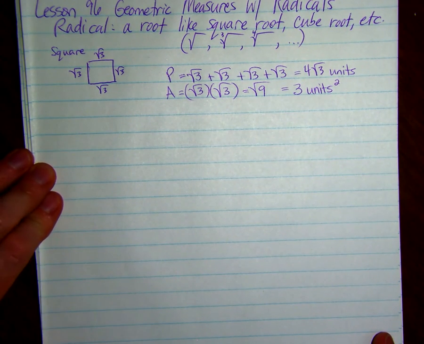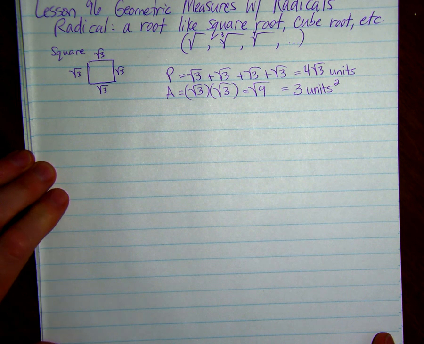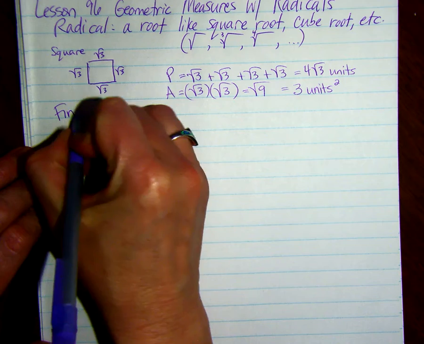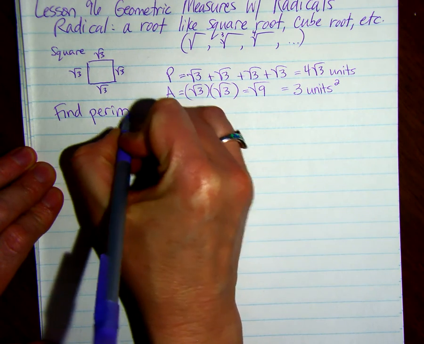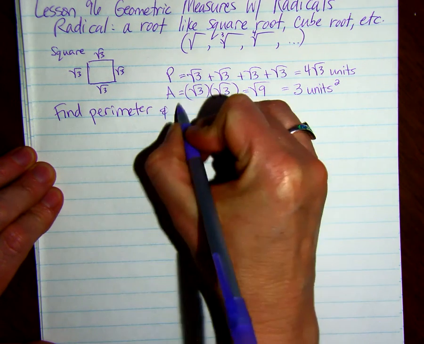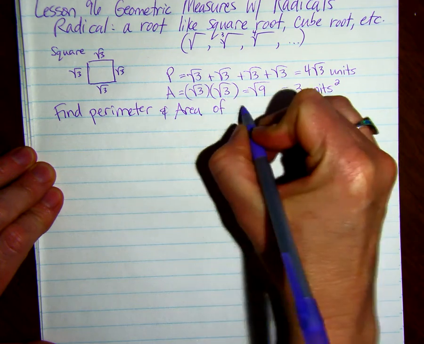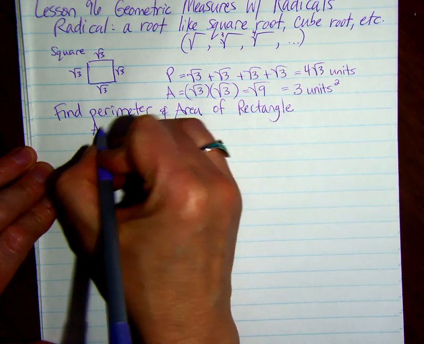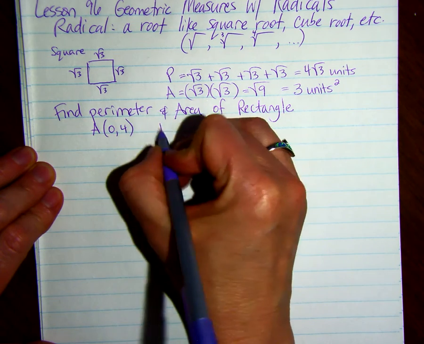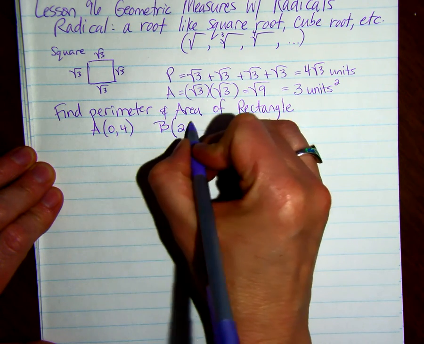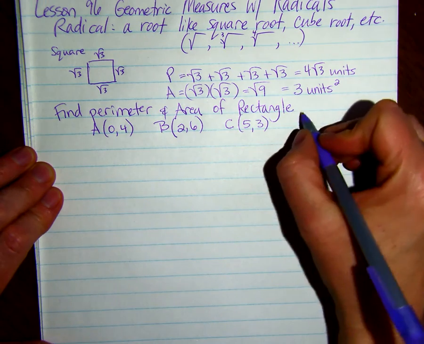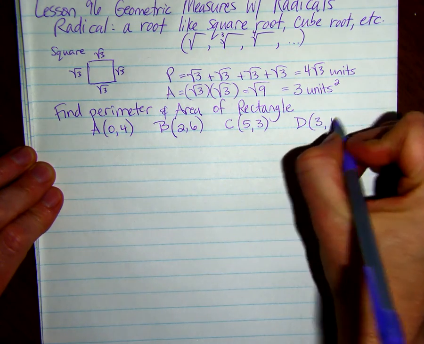So we're going to find the perimeter and area of a rectangle that we need to graph. So we're going to say A is at 0, 4, B at 2, 6, C is at 5, 3, and D is at 3, 1.